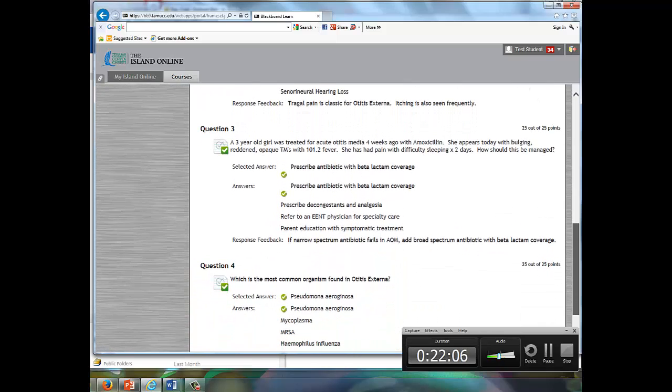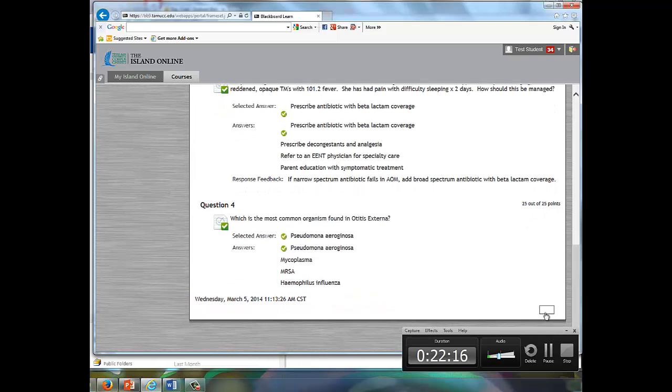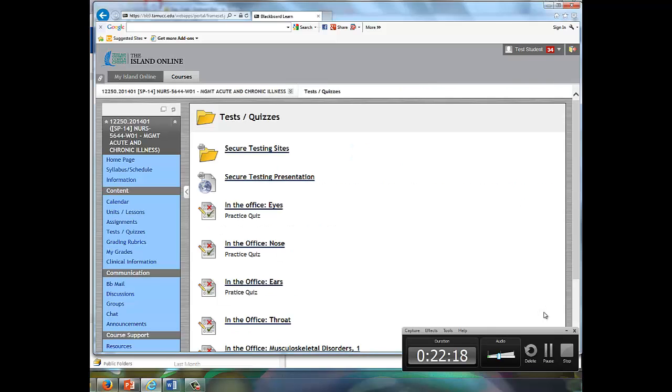If narrow spectrum antibiotic fails in acute otitis media, add a broad spectrum antibiotic with beta-lactam coverage. Okay, and the common organisms. So I think I got 100. That makes sense since I wrote the test. But you know me, I would probably forget the answer by the next time I read it.